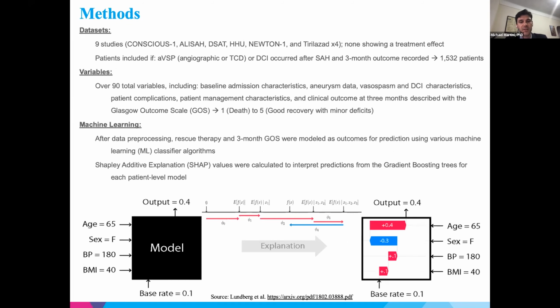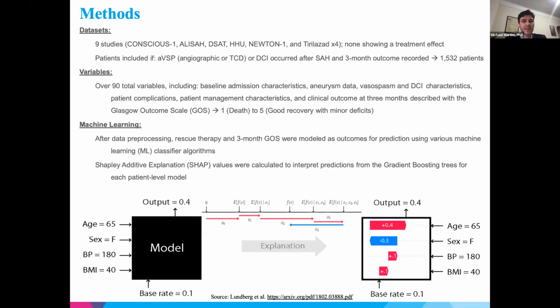So as far as our methodology goes, we derived our data from 9 mostly prospective RCTs from the SAHIT data repository. Of note, none of these studies showed a treatment effect in the original trial, and only patients with radiographic spasm or DCI who had a 3-month outcome recorded were included in our study. And this overall yielded about 1,500 patients with vasospasm or DCI.